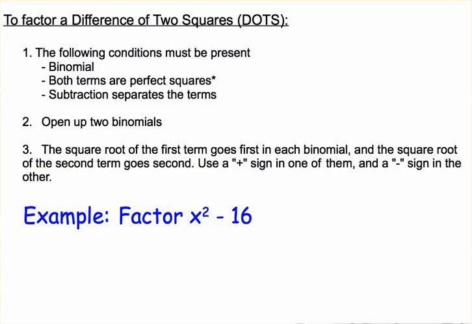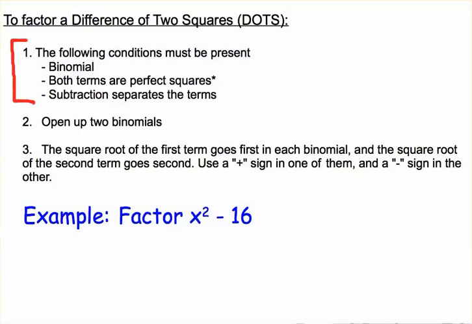In this video, we're going to be factoring what is called a difference of two squares, or a DOTS. And the way that we identify what a difference of two squares is by looking at what you see here in step 1 to factor a difference of two squares. So if all three of those pieces that you see under step 1 are present, then you can factor the binomial or the polynomial that you see in the ways that you see in steps 2 and 3.